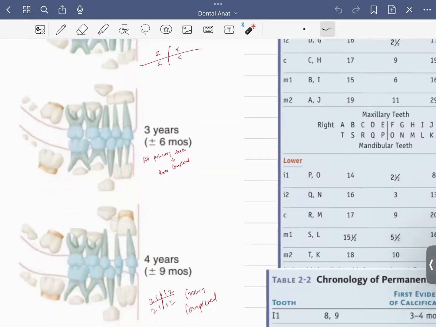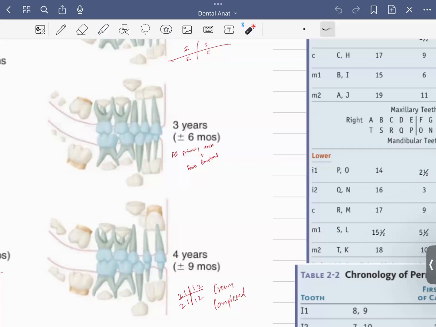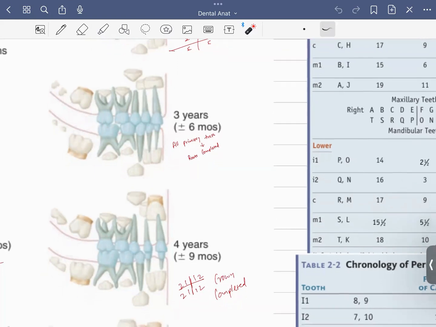Now two similar images are there. Here you can see where all the deciduous teeth are there. They have erupted and they are in dentition. Both these images have been asked at separate times in two different exams, and both the options were there. What is visible here is all the teeth are in occlusion. All of them erupted. All of them are in occlusion. But how we can differentiate whether it is 3 years plus or minus 6 months or 4 years plus or minus 6 months is the crown completion.